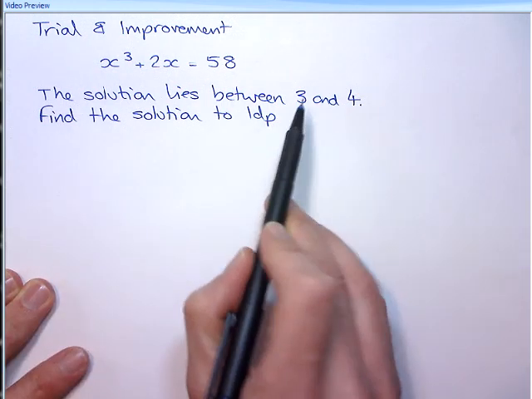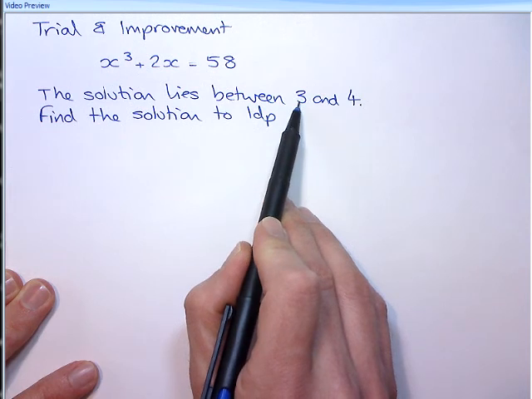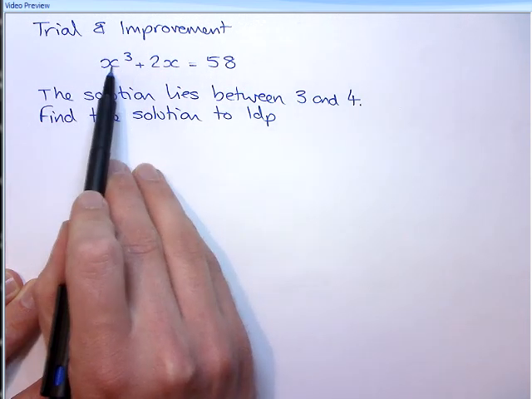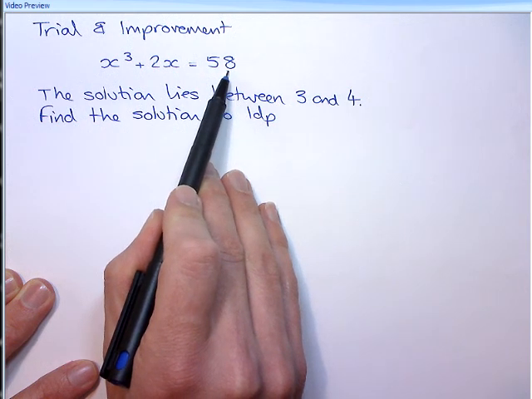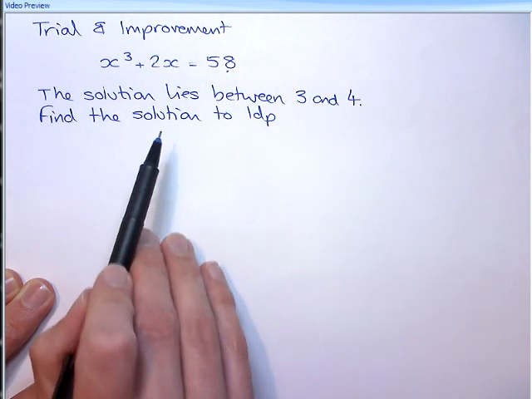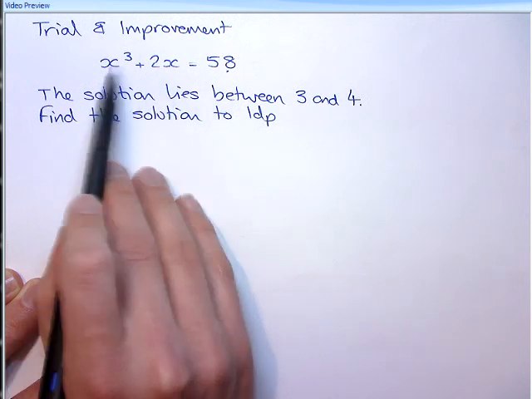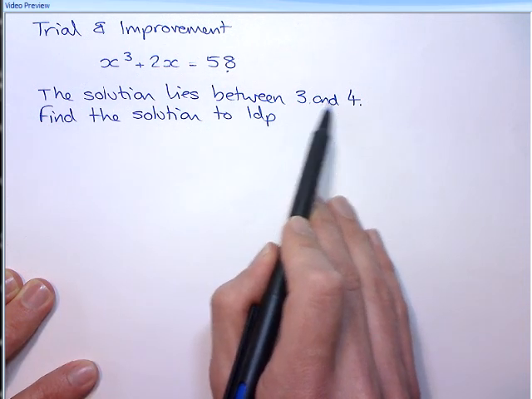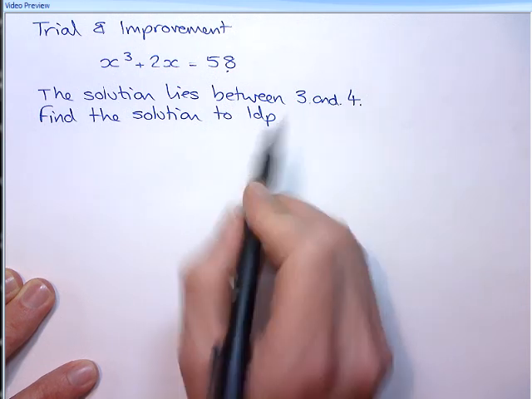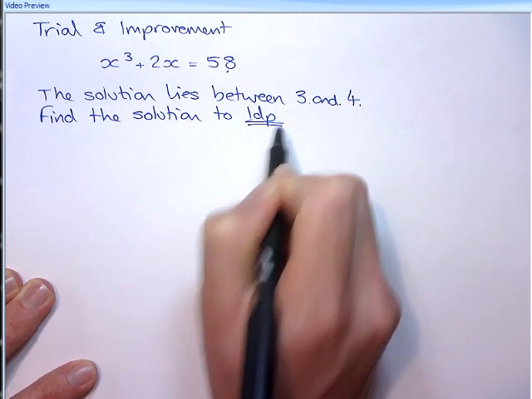So we're told the solution is somewhere between 3 and 4. When we put somewhere in between 3 and 4 for these values, we get somewhere close to 58. That's our job: what is the number? So these values of x can be 3.1, 3.2, 3.3, all the way up to 3.9, for example. And we're only interested in it to one decimal place.